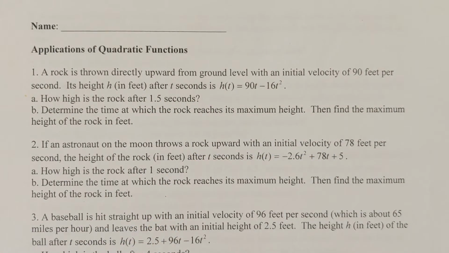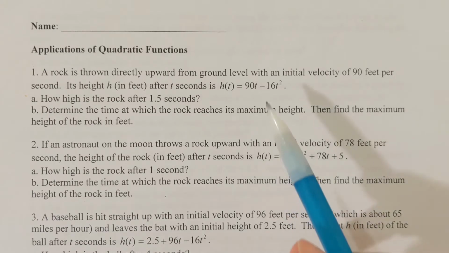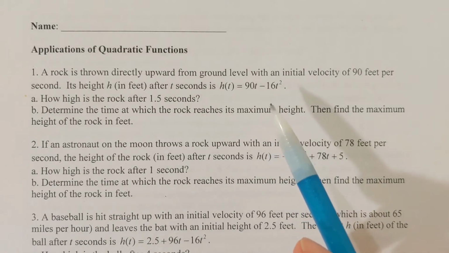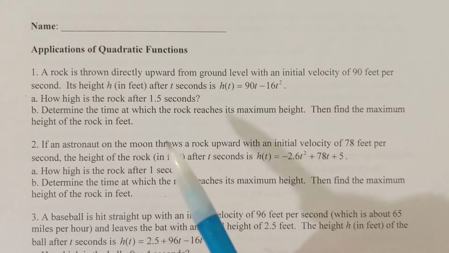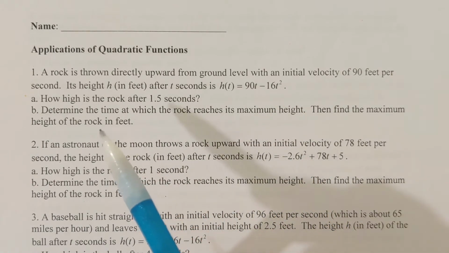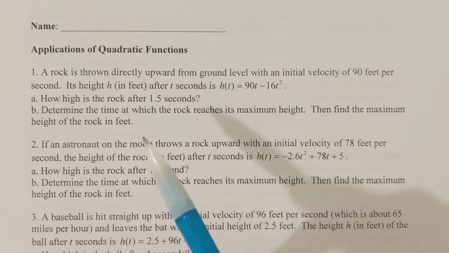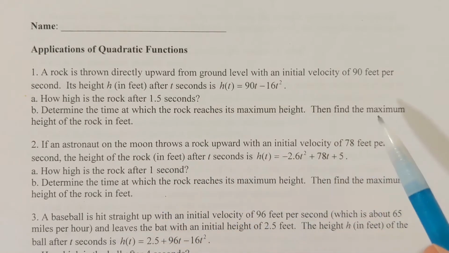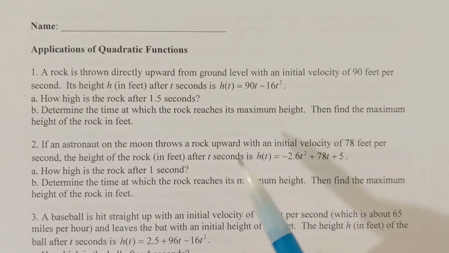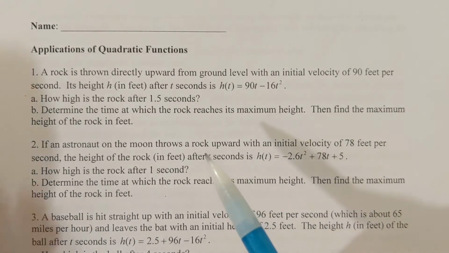Problem 1, a rock is thrown directly upward from ground level with an initial velocity of 90 feet per second. Its height h in feet after t seconds is given by h of t equals 90t minus 16t squared. Part A, how high is the rock after 1.5 seconds? And then part B, determine the time at which the rock reaches its maximum height, and then find the maximum height of the rock in feet.